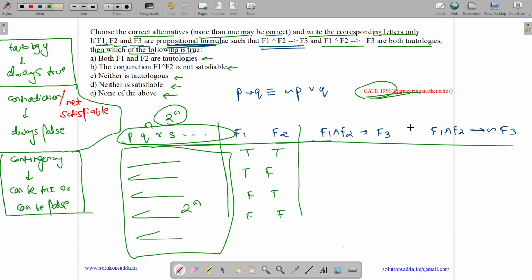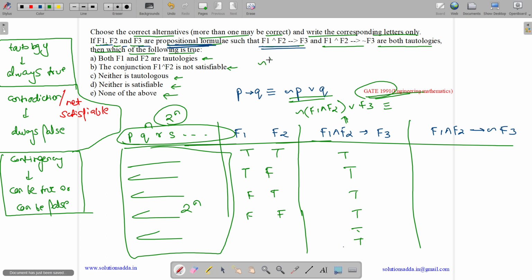Okay. Now let us see what is the meaning of F1 and F2 implies F3 is a tautology. If we expand this according to this, then we will get negation of F1 and F2 or F3 is a tautology. Tautology means always true for any value. Let us expand it further. So what is negation of P and Q? It is equivalent to negation of P or negation of Q. So it means negation of F1 or negation of F2 or F3 is always true.